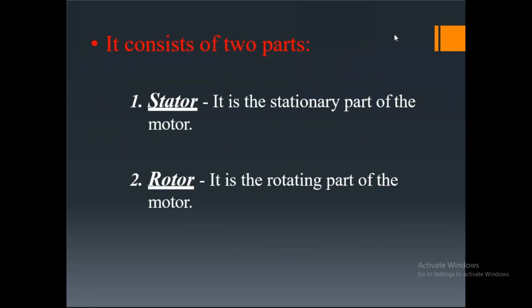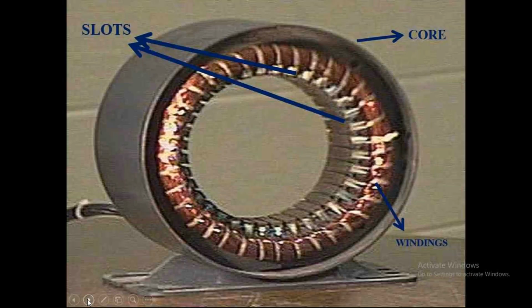Next, see here, it consists of two parts, one is stator and the other is rotor. You may already know why it is called stator and why it is called rotor, so there is no need to explain. Let me show that stator. This is the way the stator of an induction motor is structured and designed.